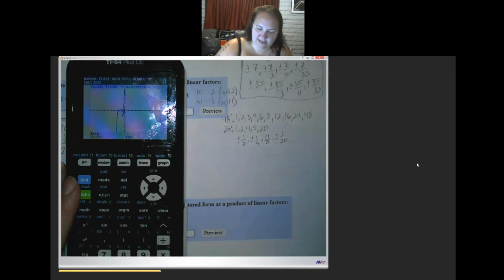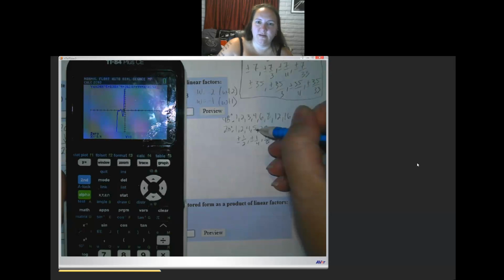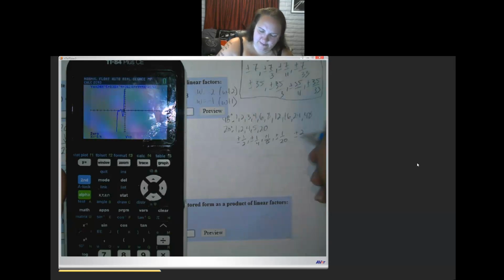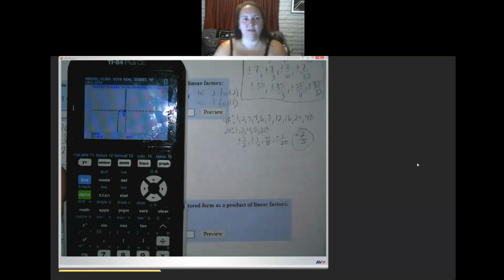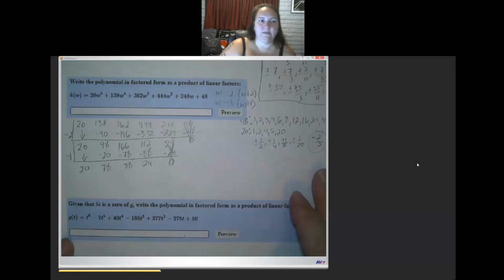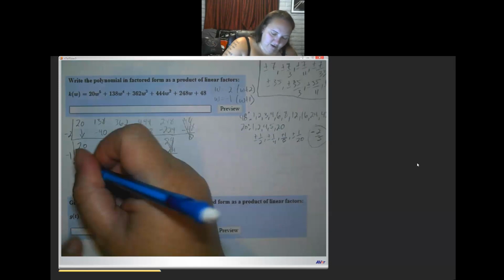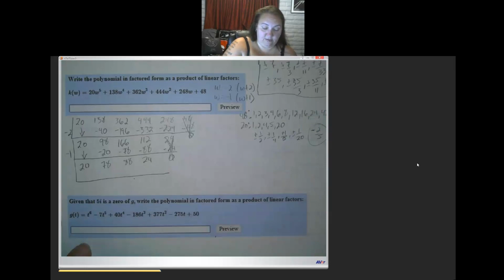0.4. Is one of these 0.4? No. 2 over 5 is 0.4. So 2 over 5 is one of my rational roots. And now, thanks to the calculator, I know that negative 2 over 5 is a 0. So let's take that one out. Your other option is to go through this whole list and test them all, which is really dumb.